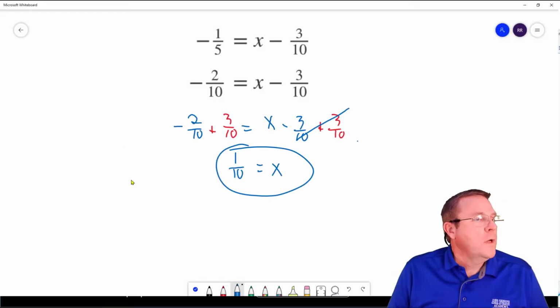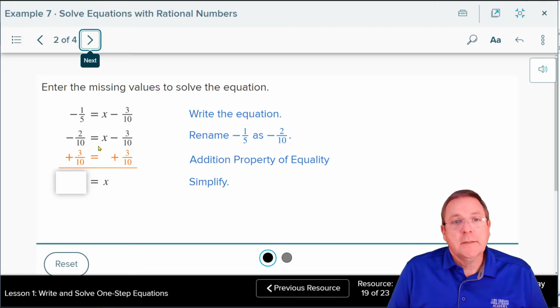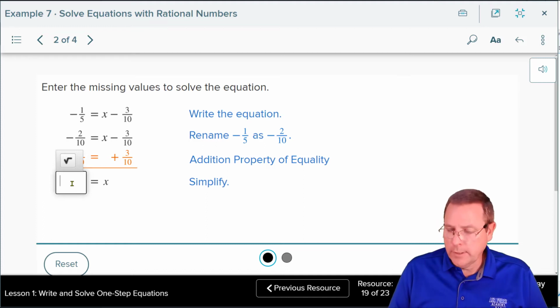That looks a whole lot easier working at horizontal than it does doing all this vertical mess that they have. Don't do vertical mess with fractions. It just doesn't work. And of course the answer you're going to put in there is 1/10.